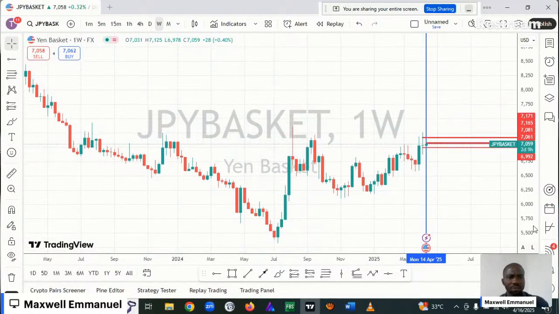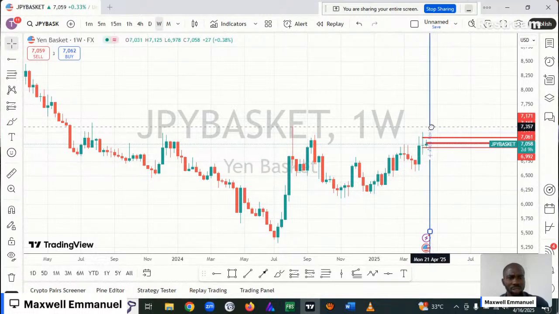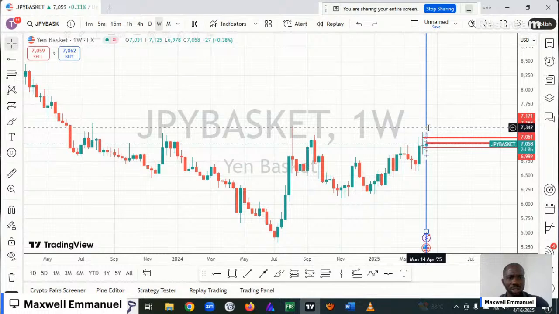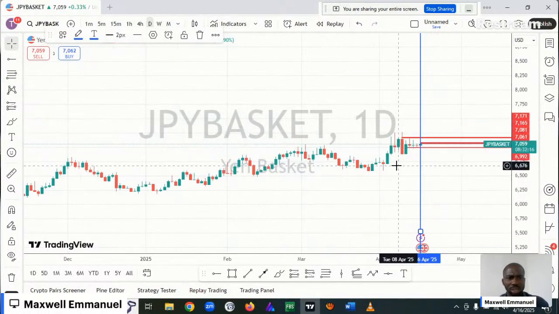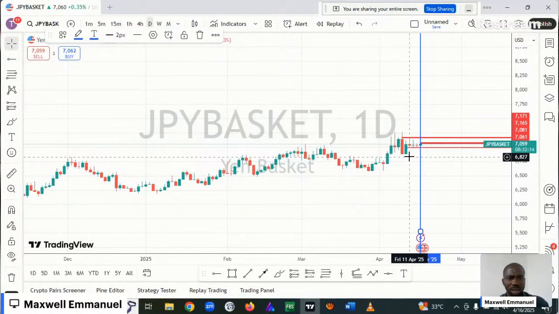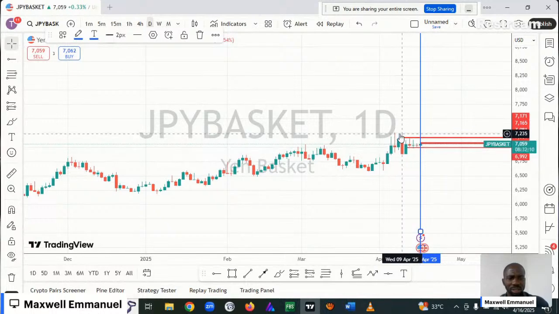On the weekly time frame, last week closed as a doji, as you can see. And you can see the pattern we had here last week. We had an engulfing pattern here. Can you see this? Price pulled back to fill the fair value gap it created at this point.